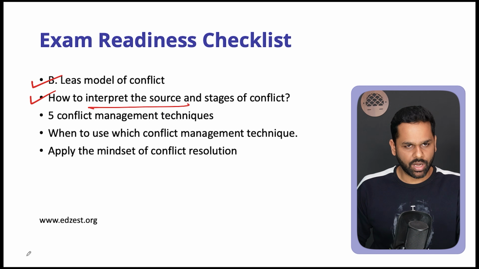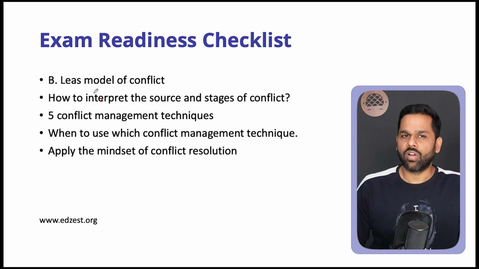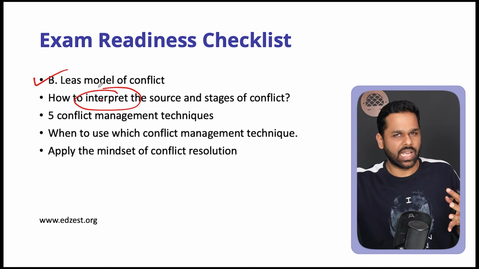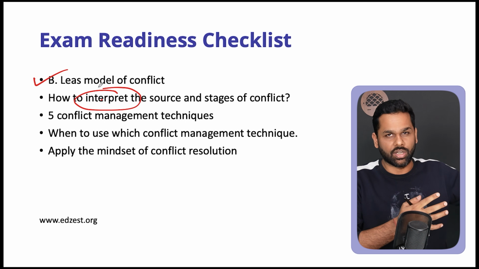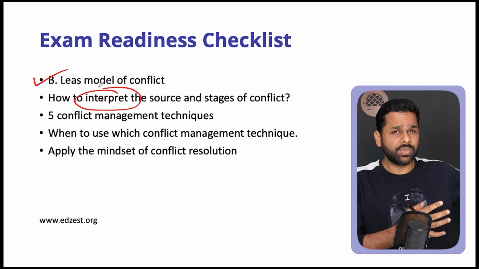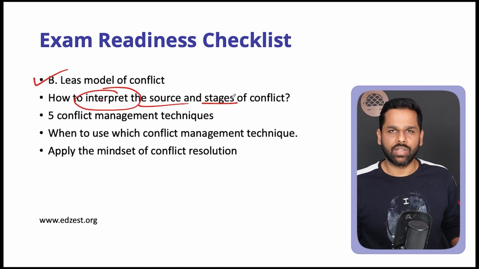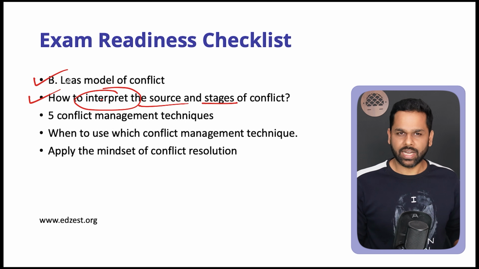One is that you should be aware of Bill Lee's model of conflict, what it says, and you should also be able to interpret, because they will not give you just exact terms as I discussed. They'll be explaining those terms. So you should be able to read those terms and interpret, understand what is the source and stage of that conflict. Okay, so that's the second thing.